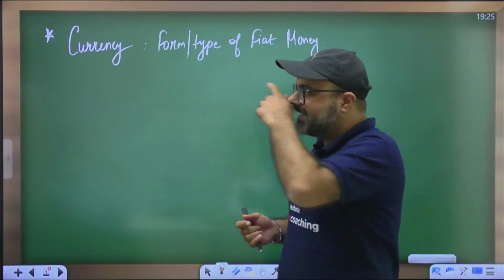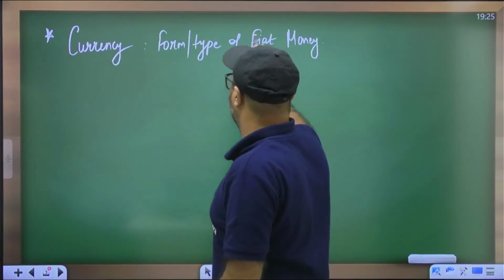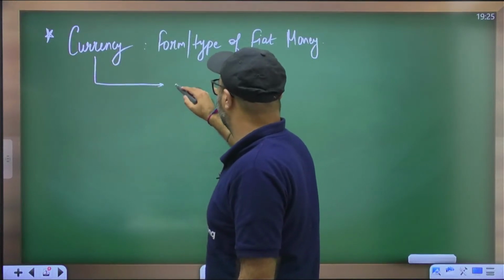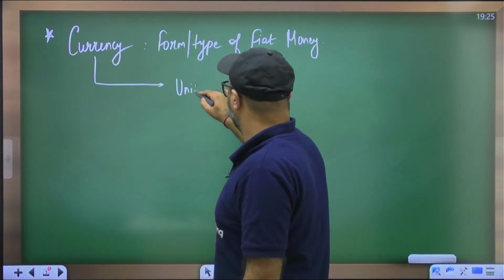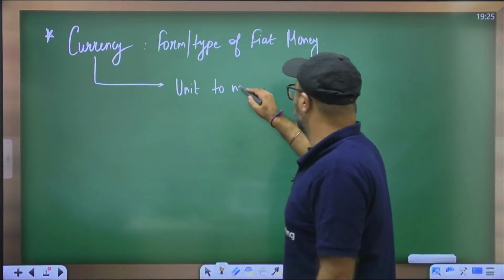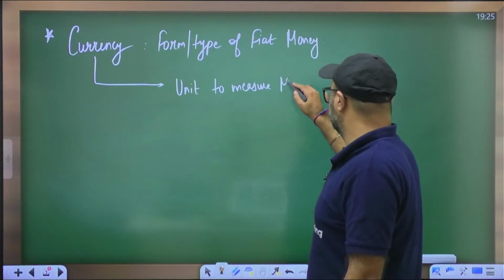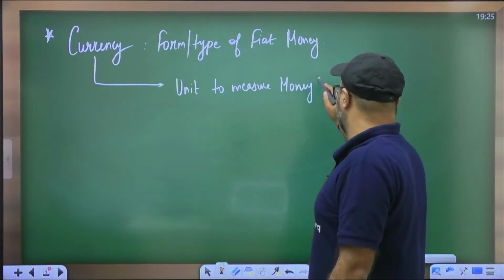So which means, sir, currency is a form or type of fiat money, which is basically what? It is basically a unit to measure money.